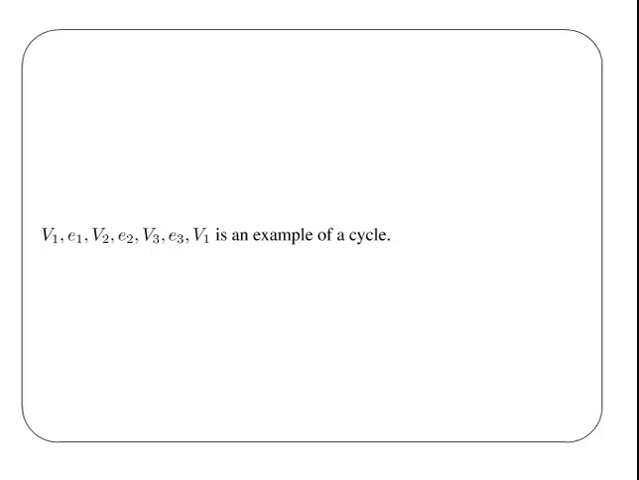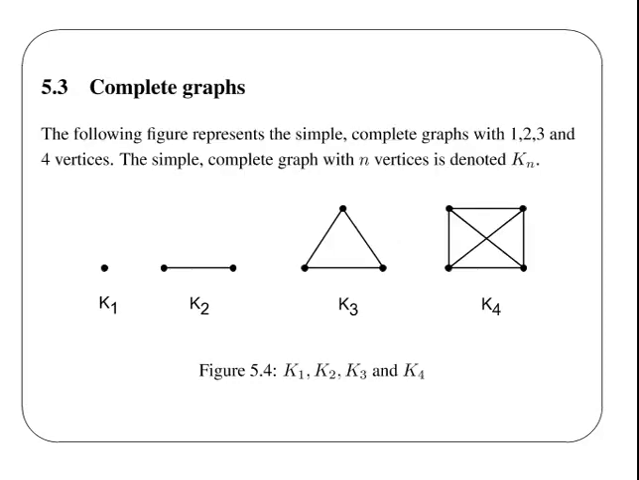V1, E1, V2, okay, that's very similar to something I mentioned earlier. Now this is an important topic here, complete graphs. So the following picture represents simple complete graphs with 1, 2, 3, 4 vertices. And the simple graphs with n vertices are denoted Kn.